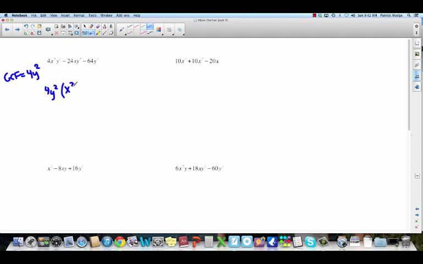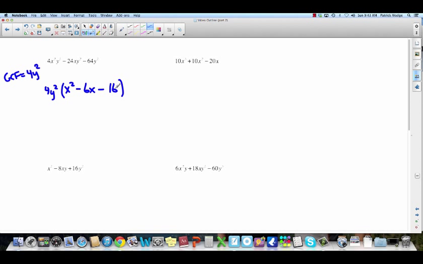X squared, not surprising, this is going to become a simple trinomial. Take away 6x, yeah, that should be right, x squared and then x, and we should get a constant here. Take away 16. It worked. Take a look here and see if we can factor it.